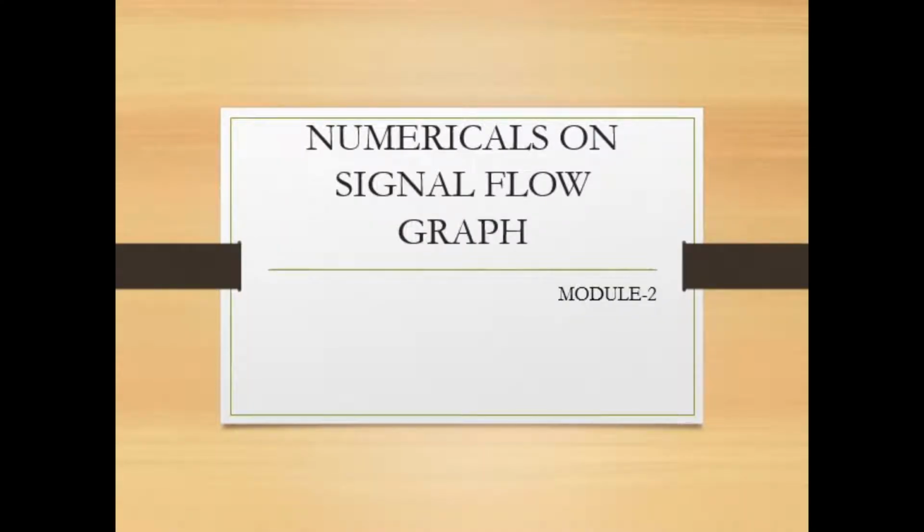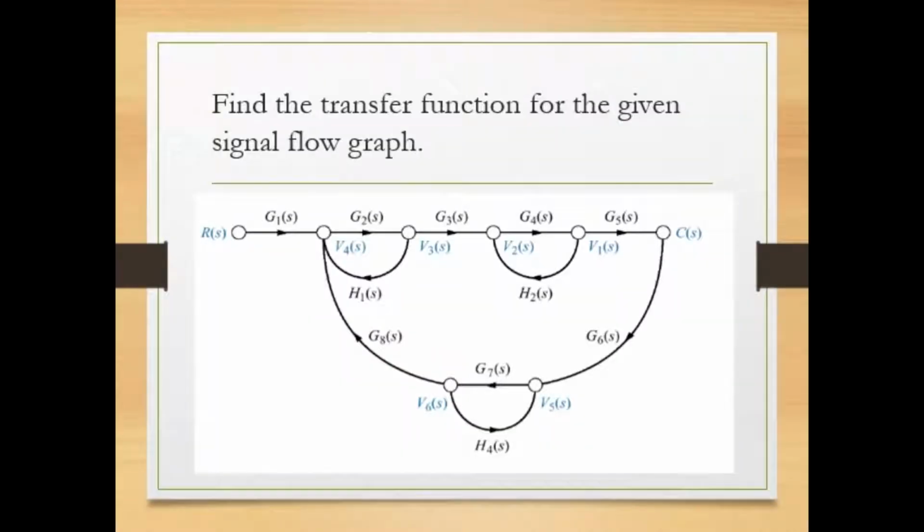Welcome everyone. In today's session, let us solve a few more numericals on signal flow graph. So the first question is, find the transfer function for the given signal flow graph. You can observe the signal flow graph which is given here. R of S is the input node, C of S is the output node.